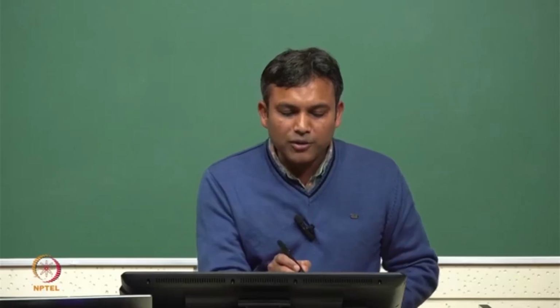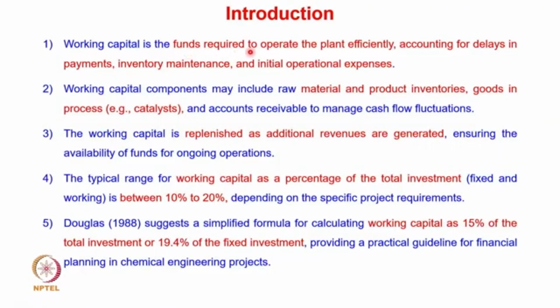When we talk about the working capital cost, it involves the funds required to operate the plant efficiently. These account for the delays in payments, inventory maintenance, and other operational expenses. So you can see that typically the working capital components may include raw material and product inventories, goods in the process, and accounts receivable to manage cash flow fluctuations. So whatever the cash flow fluctuations are occurring in the industry, that are accounted through the working capital.